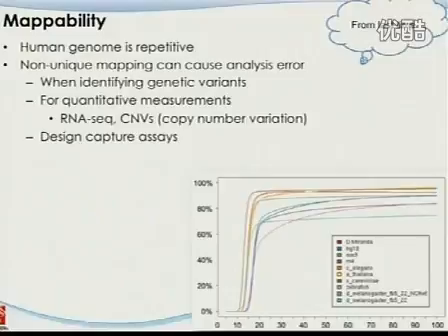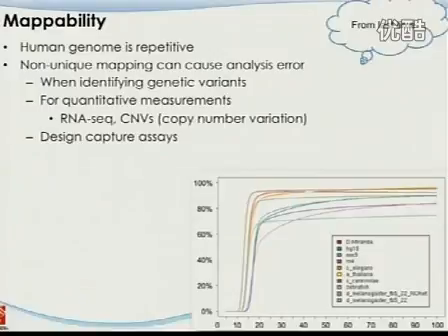The second point is that non-unique mapping can cause analysis errors, especially when we identify genetic variants. Sometimes there's a repetitive part of the genome: you find one part, and a second part is so similar to it that once you identify variants, you think you have variants, but it's very possible it's just because there's another similar pattern in the genome. The next point is for cumulative measurements, such as RNA-seq and copy number variations. If the number of reads in one region is different from another, that is potentially caused by the mappability issue as well.